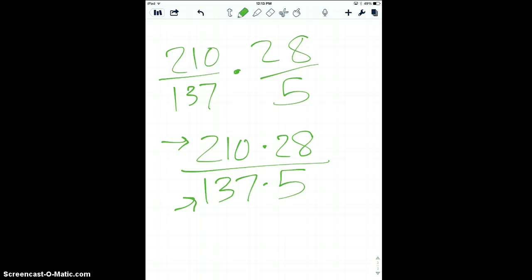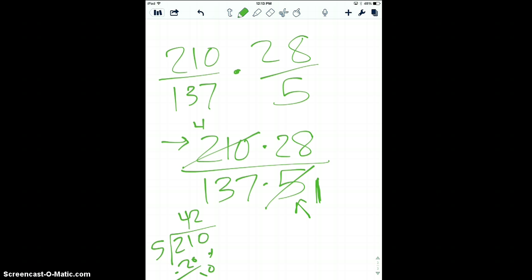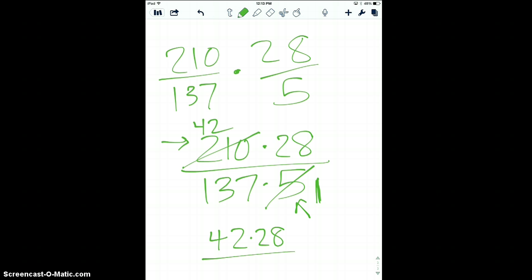So then I'll look at 210 and 5. Will anything divide out of those two? And yeah, those are both divisible by 5. So I'm going to divide 5 by 5, and I'm at 1. And I'm going to divide 210 by 5, and I don't know that off the top of my head. But I know it's divisible by 5. So that's 20, 10, 2. 42, which is much nicer to use than 210. So that's a little better. So now really I have 42 times 28 over 137 times 1.